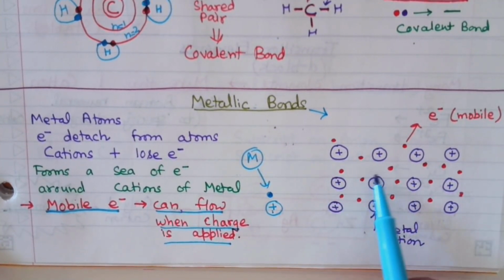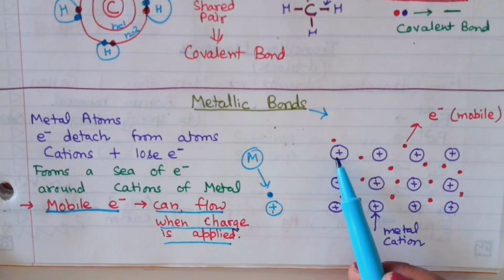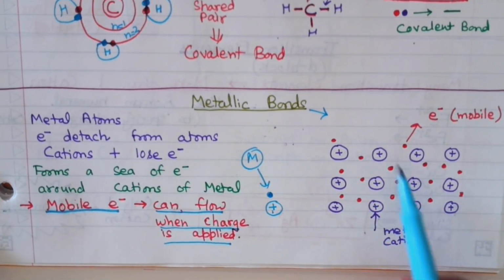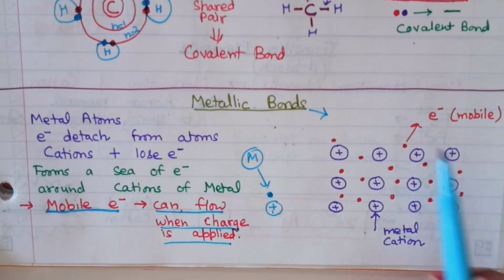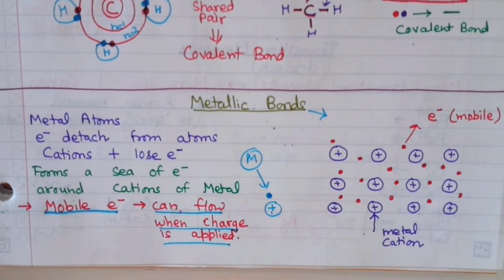So you can see the freely flowing electrons that can align and move when we apply charge, right? And then we have these metal cations, right? So it's a kind of a mix, right? This is what we know as metallic bonds, right? So these are all the three types of bonds that we need to know for this lesson.